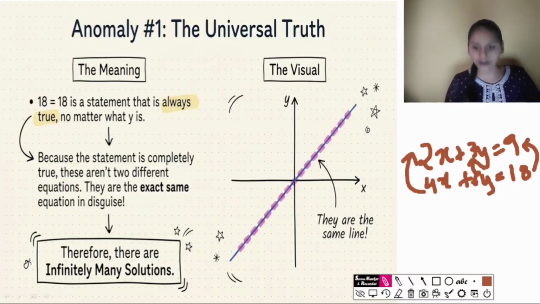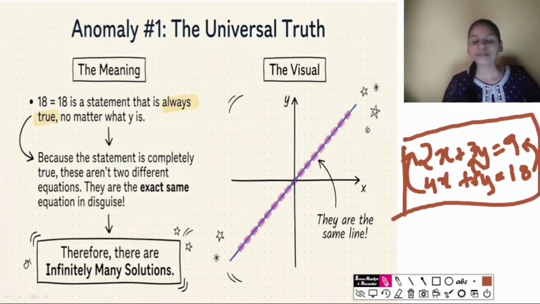2 2s are 4, 3 2s are 6, 9 2s are 18. Right? So, which means these both are the same equations, but you have just multiplied 2 to the same equation. Are you able to understand it now? Yes. Therefore, there are infinitely many solutions. Take these both. Okay, let us do this with the ratio rule. You have learned the ratio rule, isn't it?